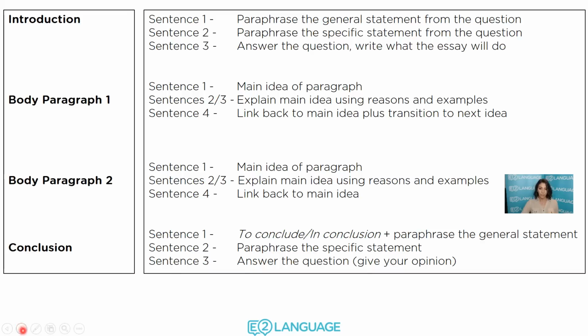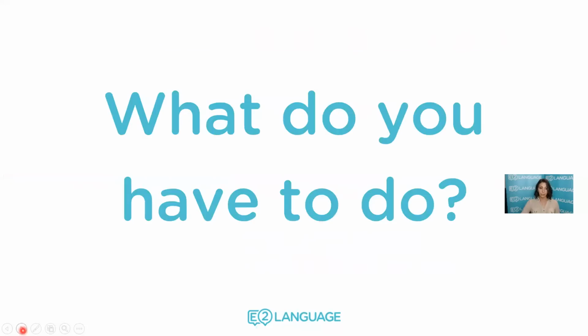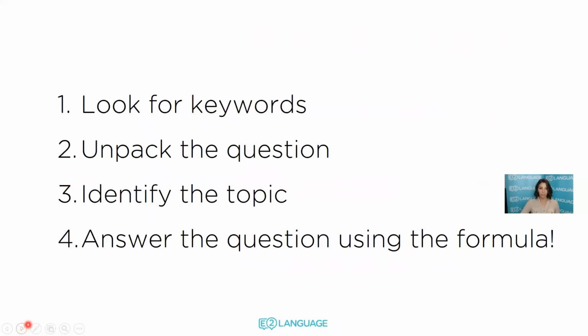So today we're going to look at how to answer an agree-disagree essay question and how to structure it bit by bit. So what do you have to do with this essay question type? The first thing you need to do is look for keywords. You need to find out exactly what the essay question is about. What's the topic? What's the main idea? These are your keywords. You then want to unpack the question, which means break it up into parts to make sure that you really understand it.